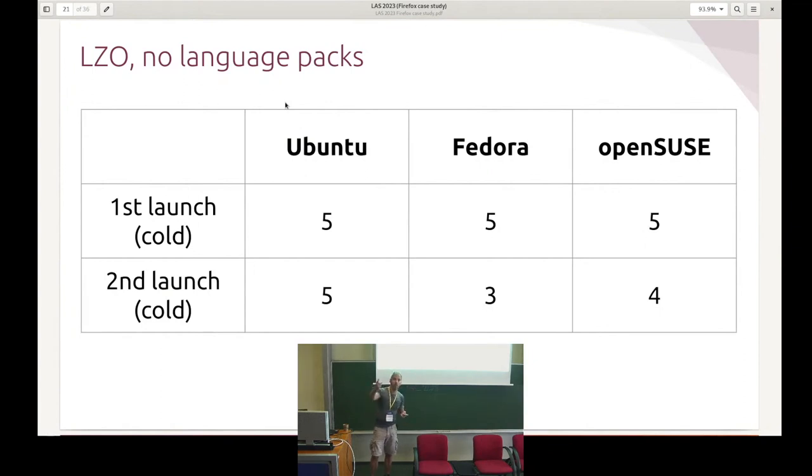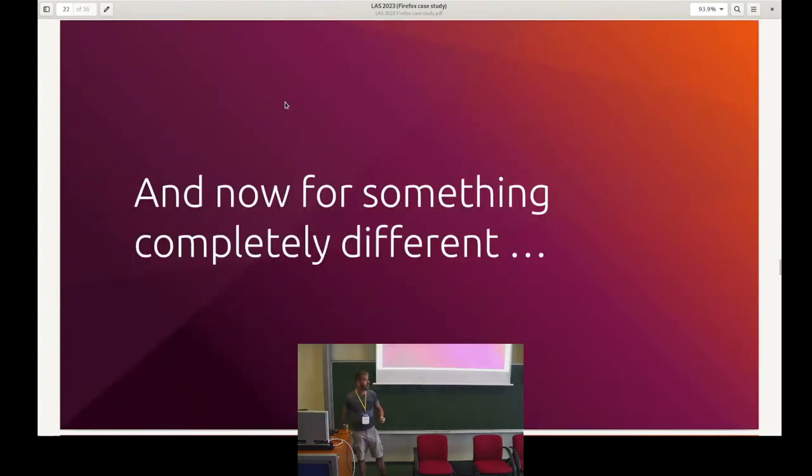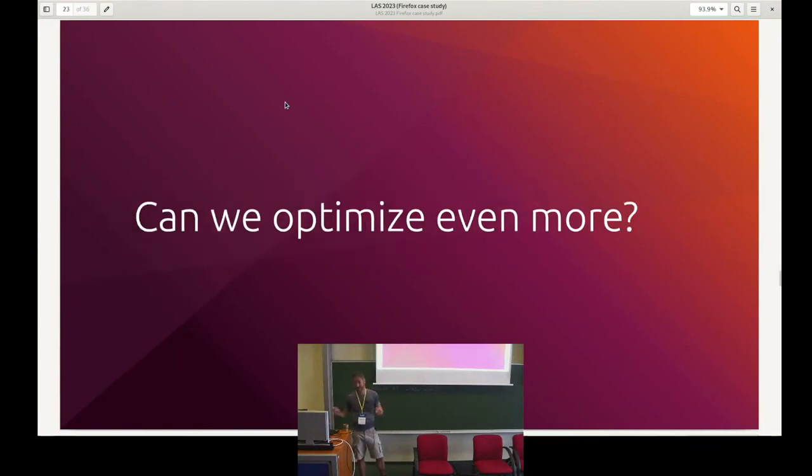Can we improve even more? What do you think? Yes. Switch to Fedora. Okay, so here's a provocative way of asking questions, which is fine. And me as a presenter, I have to be able to deal with it. Switch to Fedora, how would that help? Because you see changes that are positive across the board. Fedora seems to be better for the second cold launch. Yes, for now.